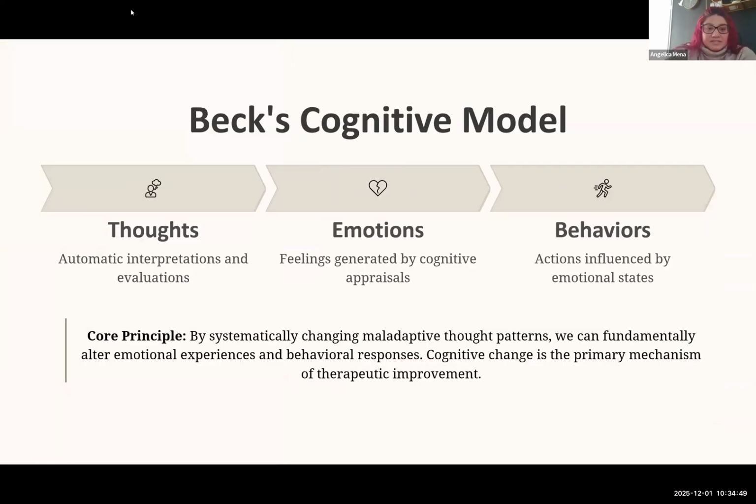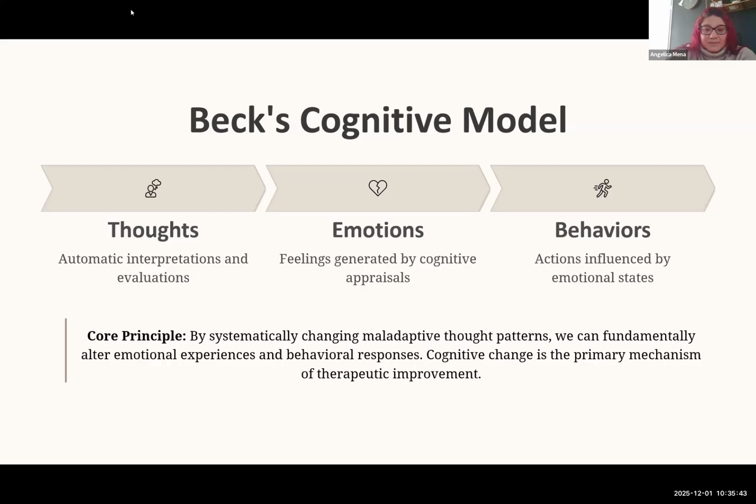Okay, and so from Beck's cognitive model, he's really focusing here on three things, in a nutshell. Let's break down each component. First, he's focusing on thoughts, which are often automatic interpretations or evaluations that sometimes occur, and we're not even consciously aware of our thoughts all the time, right? And then next, we're focusing on emotions. What are the emotions that are generated by these cognitive thoughts that we're having? How are we interpreting these thoughts, and how is that impacting our emotions? We're looking at that very deeply here in this model.